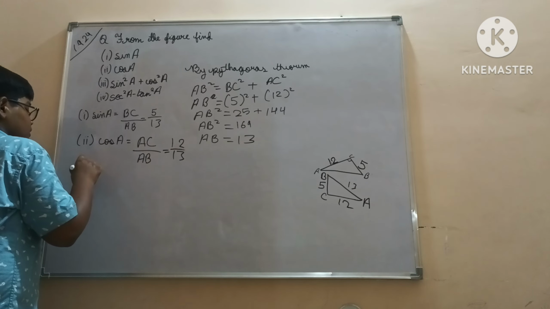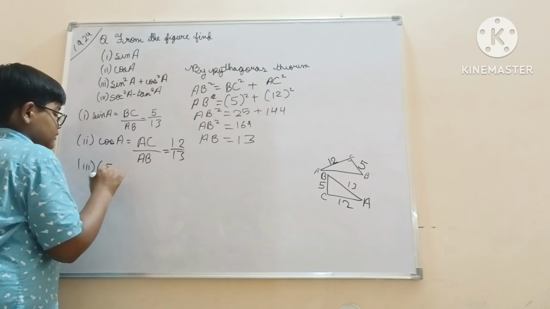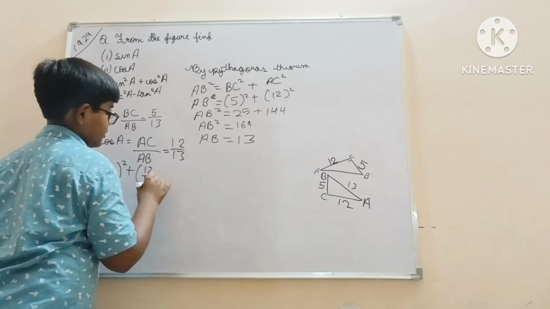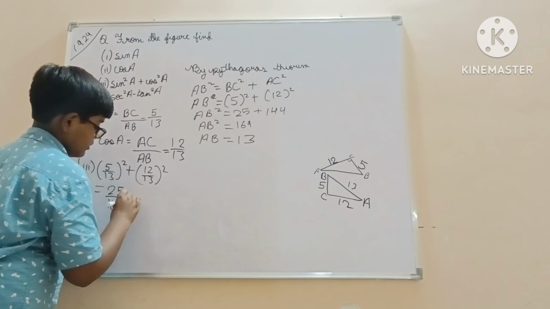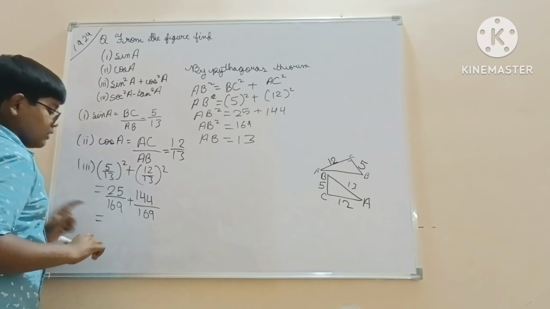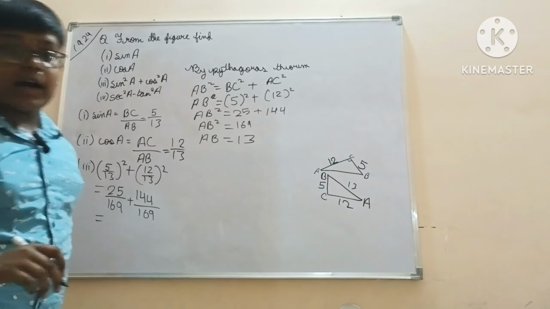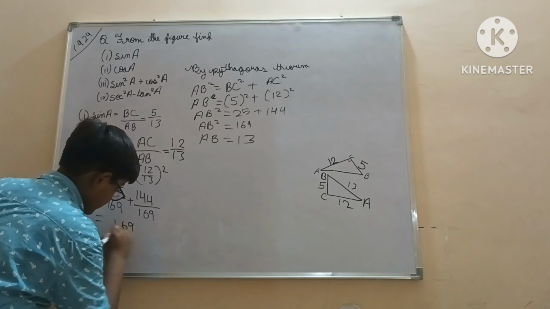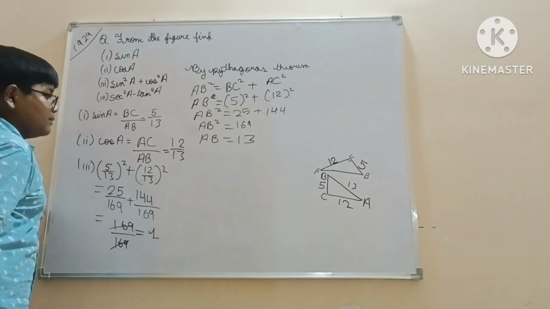Our next is sin squared A plus cos squared A. Sin's value is 5 by 13, which will be whole squared, plus cos value is 12 by 13, which will be whole squared. Now we get 25 by 169 plus 144 by 169. As the fractions are like fractions, both numerators will be added and the denominators will not be added. So the answer will be 169 by 169, and these both will cancel and we get our answer as 1.